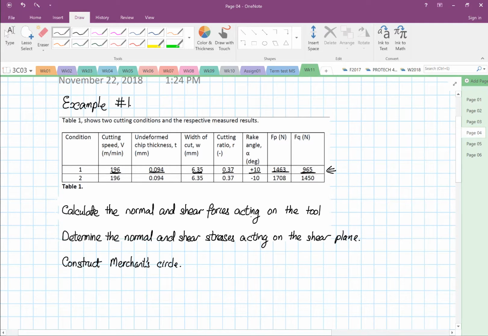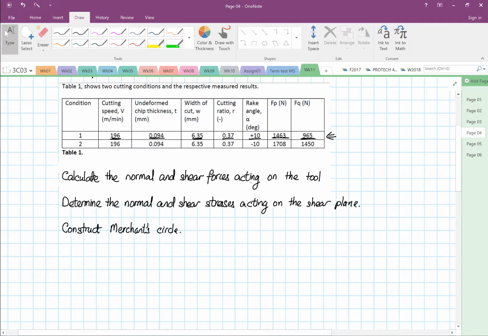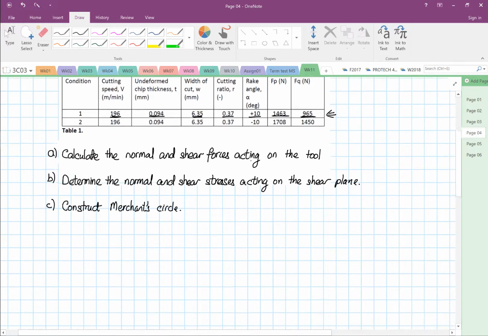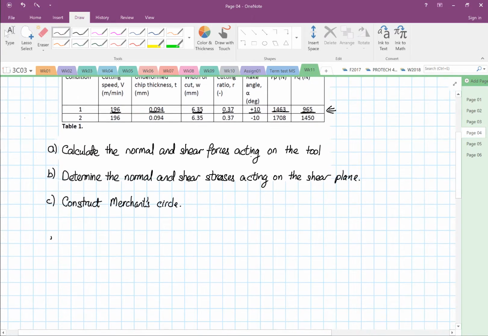So we're going to calculate the normal and shear forces acting on the tool first. So this is part A. Part B, we're going to determine the normal and shear stresses acting on the shear plane, and part C, we're going to construct merchant circles based on these numbers. Okay, so let's do part A.